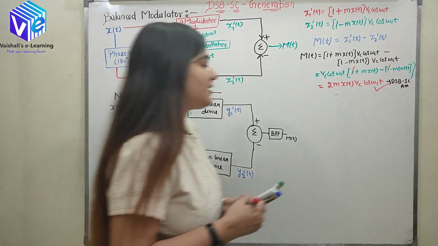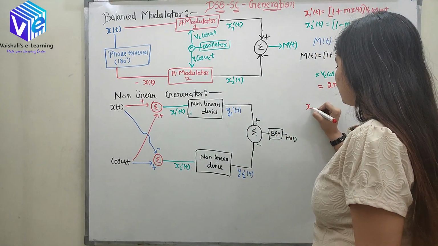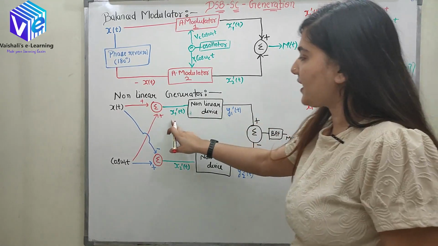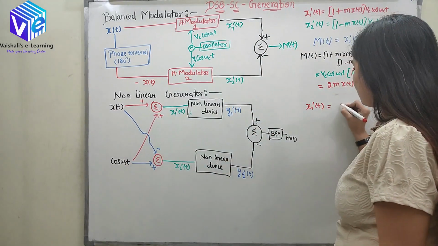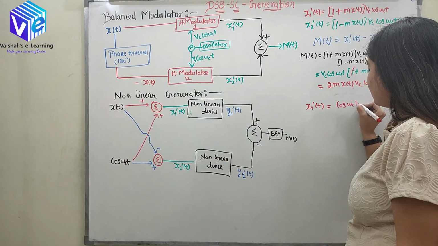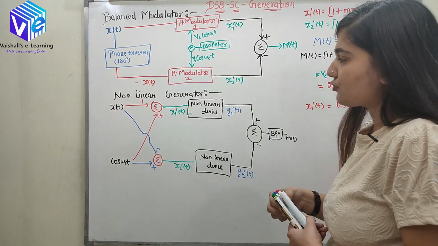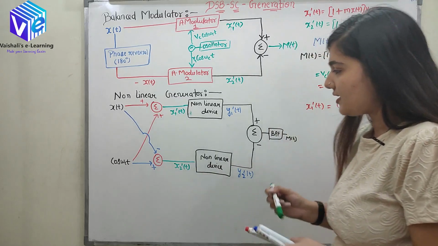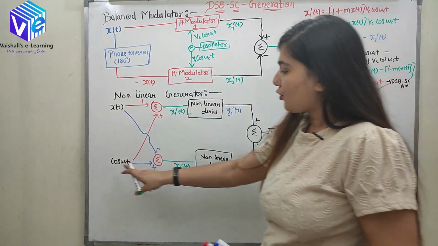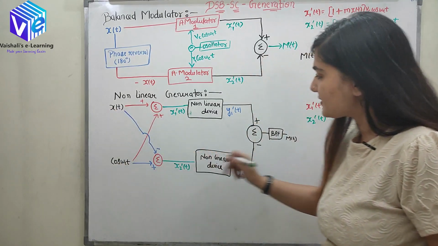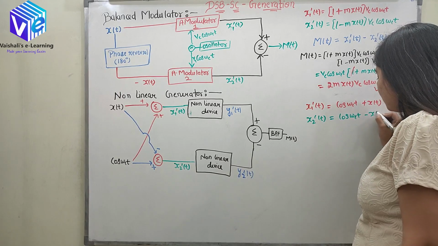So first I will see what are my various parameters. So x1 dash t would be equal to, so what is x1 dash t? x1 dash t is x(t) plus cos omega ct. So I can write it as cos omega ct plus x(t). This is my x1 dash t. So now I'll find out x2 dash t. So what is x2 dash t? x2 dash t is equal to cos omega ct minus x(t). So cos omega ct minus x(t).